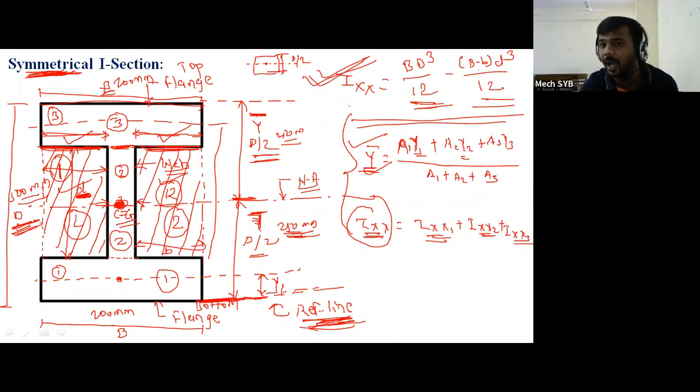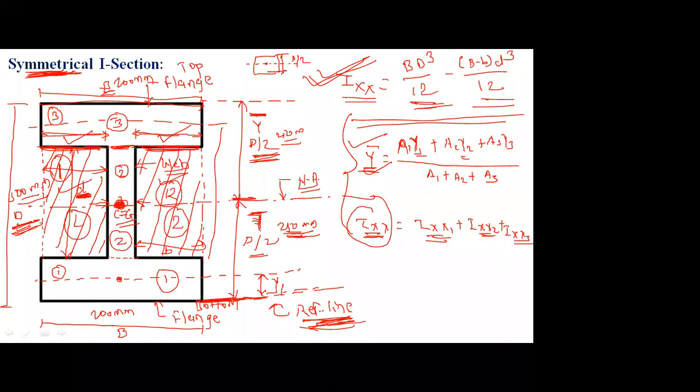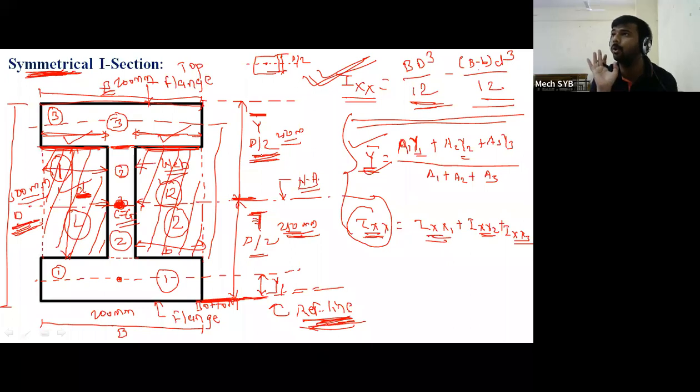For an unsymmetrical section, we cannot use this direct formula for Ixx, or directly take y bar equal to capital D divided by 2. This formula is applicable only for the symmetrical sections. Getting? So write down these two formulas.